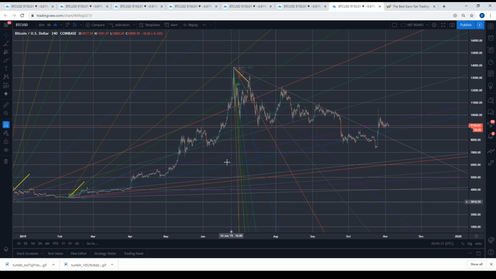Look. From that pivot low, we're still using the same fan. It's just struggling to hang on to the blue 1-to-1. It's struggling to hold on to the blue 1-to-1. So this fan from the pivot low is still active. Why? Because the price hasn't fallen off. Yes, the price broke above.